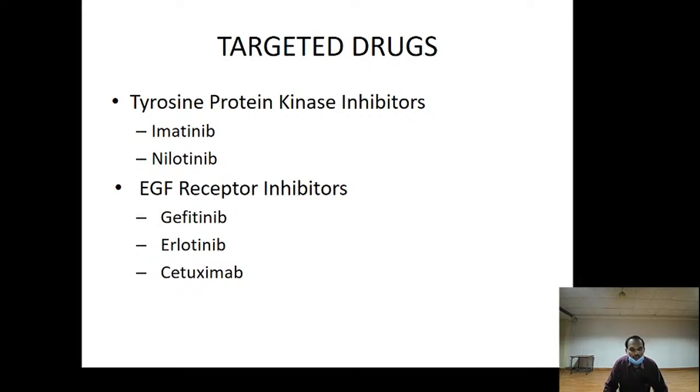So gefitinib and erlotinib can be given orally. Cetuximab is a monoclonal antibody, given parenterally. All of them target the epidermal growth factor receptor. Now, what are the tumors that are associated with epidermal growth factor receptor upregulation? You know straight away, one is lung cancer, non-small cell lung cancer, and that too in non-smokers and females. They respond very well. The other one is head and neck cancers. And the other one where the epidermal growth factor receptor is upregulated and still cancer can happen is colorectal cancer. So these compounds can be used.